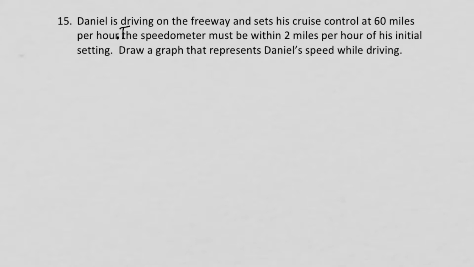So if he sets it at 60 and it keeps it within 2 miles per hour, that means it's only going to kick in if it's 2 miles past 60 or 2 miles below 60. Okay, so 2 miles past 60 is 62. That's the highest it can go before it kicks in. And 2 miles before 60 is 58. That's the lowest it can go before it kicks in.